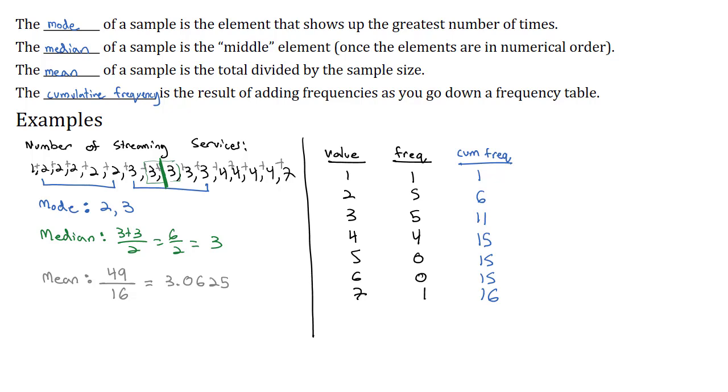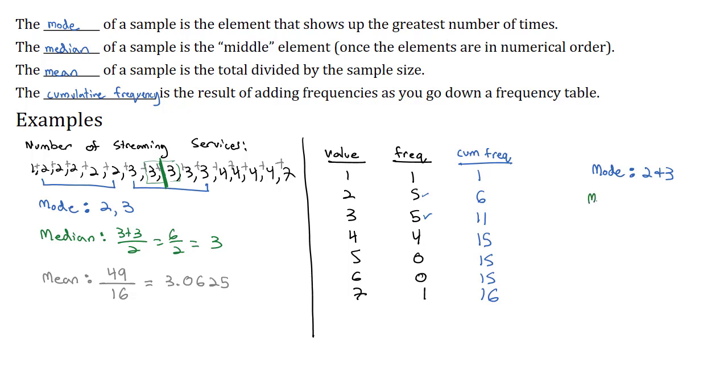Let's look at how this table helps us find our mean, median, and mode. The mode is going to be the one that occurs the most often. And the frequency tells us how often they each occur. So we see the biggest frequency is 5. That's happening with the numbers 2 and 3. And notice that makes the mode really easy and fast to find because we can just look at the frequencies.